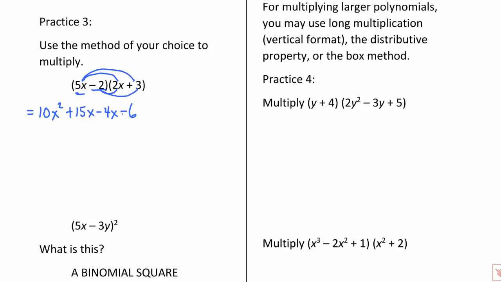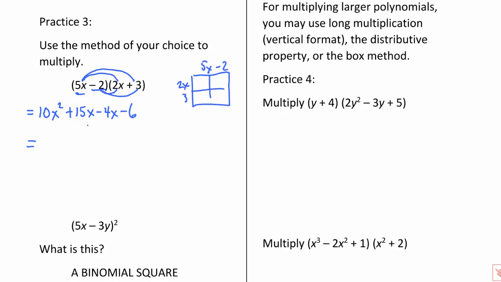Notice that I technically also just FOILed. The first terms were the 5x times 2x, that gave me the 10x squared. The outers were the 5x and the 3, so that gave me 15x. The inners were the negative 2 and 2x, that's negative 4x. And then the last ones were negative 2 and 3, which gives me negative 6. So you can tell from this whether or not you like to use the FOIL or the distribution method. Of course, you can always use the box method, put a 5x and a negative 2 there, and a 2x and a 3, do your box and get these same terms.